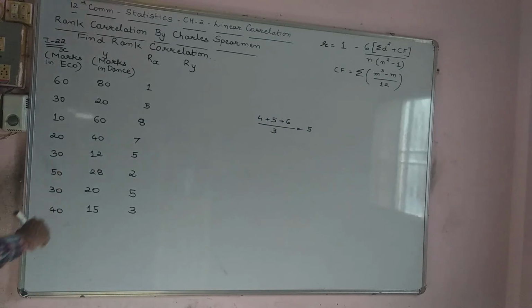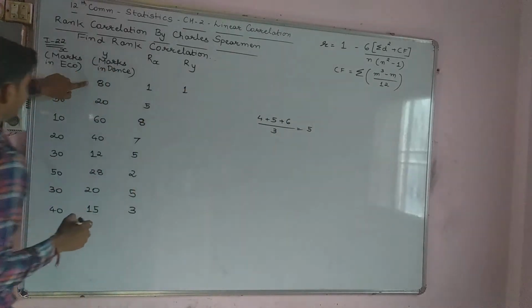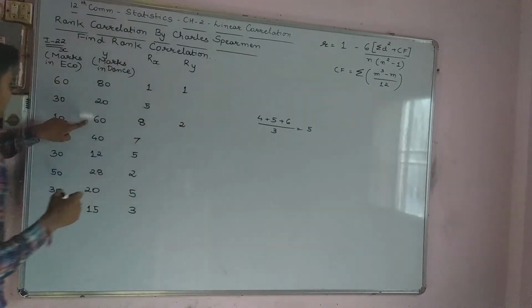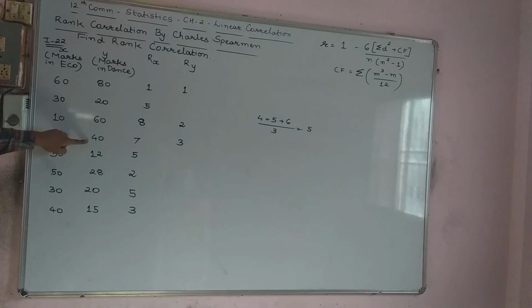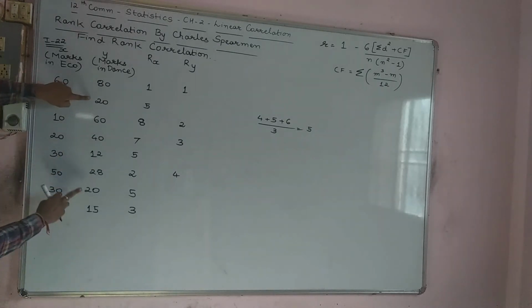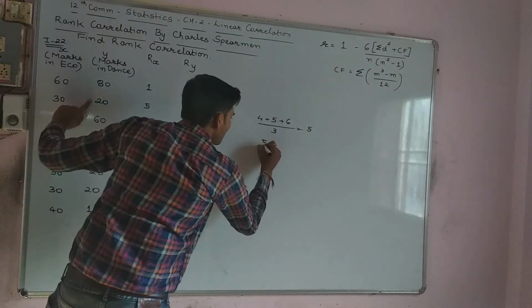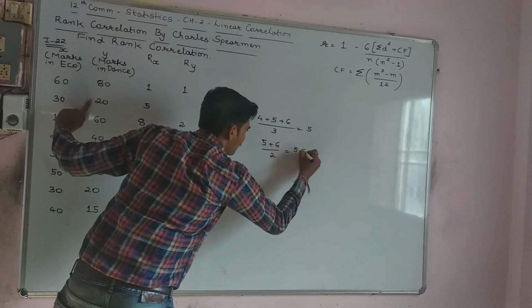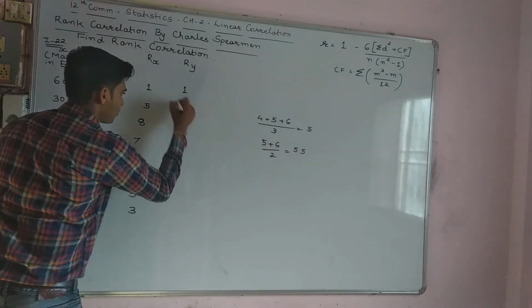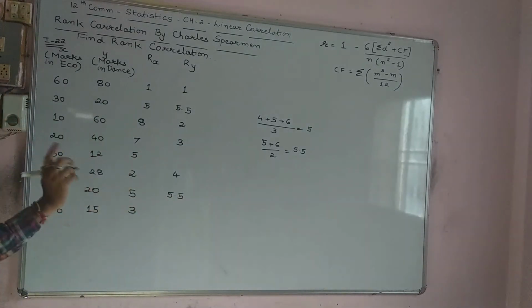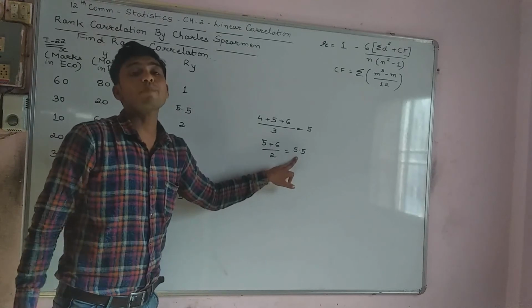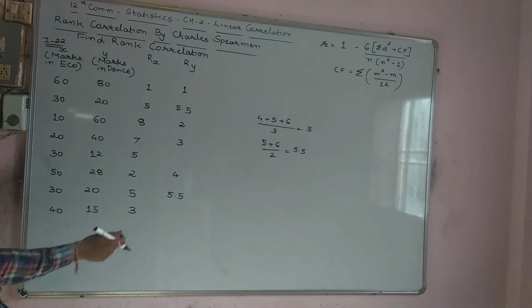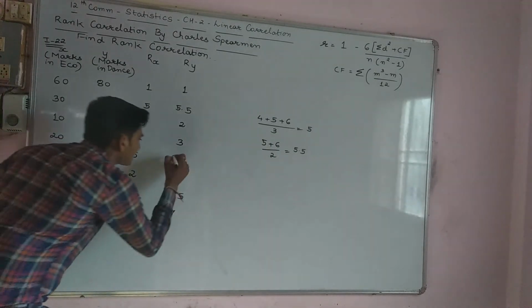Now for y, first 80, then 60 second, then 40 third, then after 40 it is 28, fourth, then 20, but 20 is 2 times, so rank 5, rank 6, 5 plus 6 by 2, answer is 5.5. So I will write over here 5.5, 5.5. Why did 5.5 come again? Rank 5th, rank 6th, 5 plus 6 divided by 2, so it is 5.5. Then next comes 7th rank to 15 and 8th rank to 12.